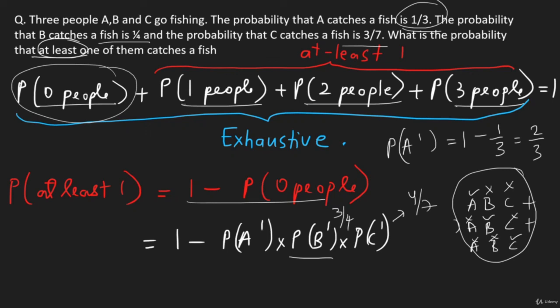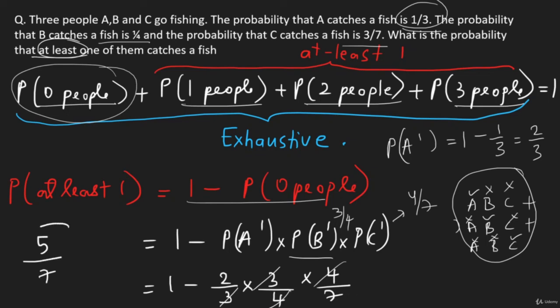Therefore, this expression over here becomes 1 minus 2 by 3 into 3 by 4 into 4 by 7. And this 3 and this 3 get cancelled. This 4 and this 4 get cancelled. So it's 1 minus 2 by 7, which is equal to 5 by 7. And that is your answer.